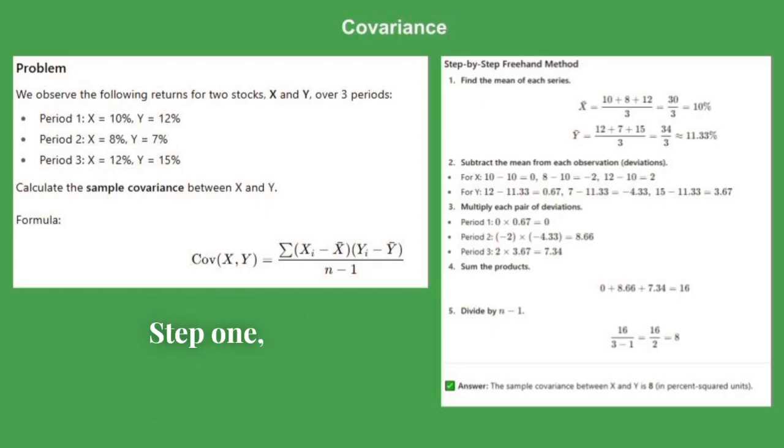Step 1, calculate the average of each series. For X, 10 plus 8 plus 12 equals 30. Divide by 3 and the mean of X is 10%. For Y, 12 plus 7 plus 15 equals 34. Divide by 3 and the mean of Y is 11.33%.